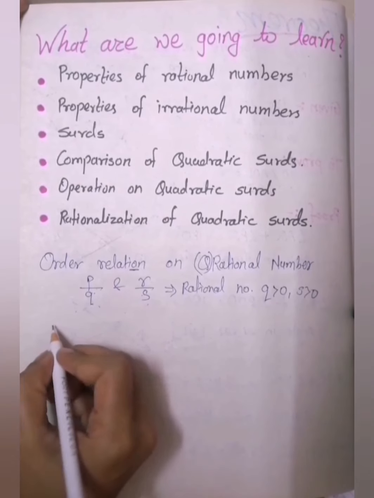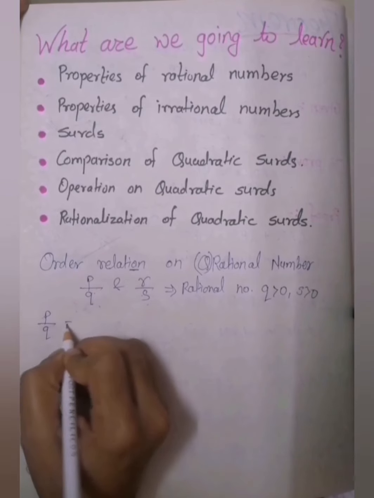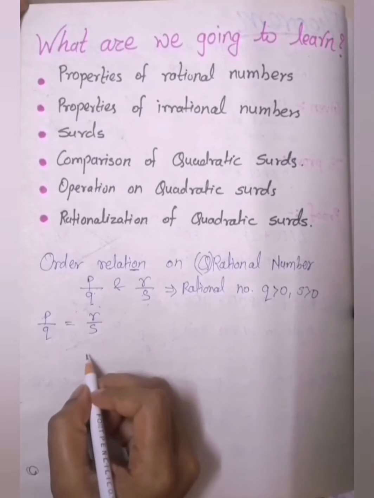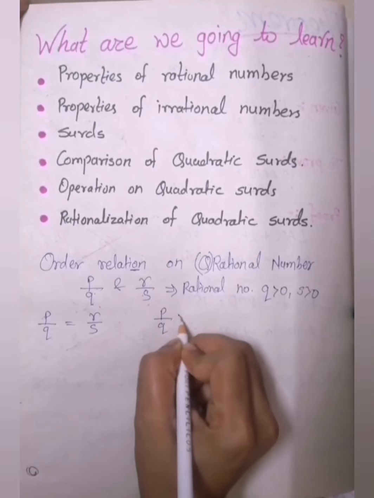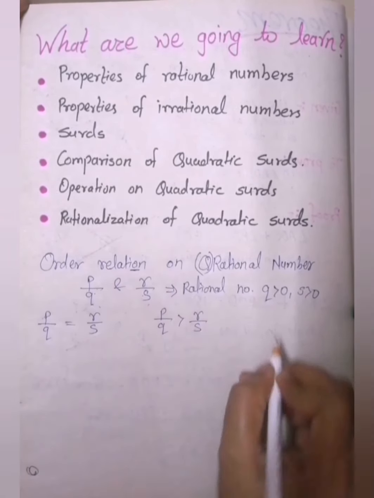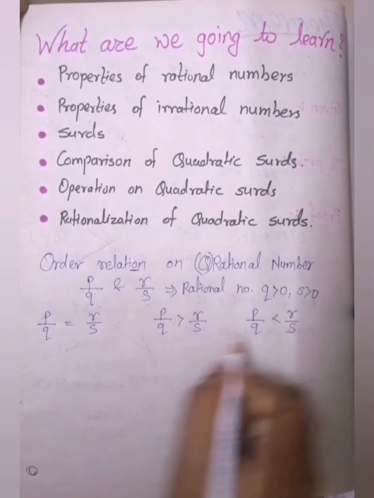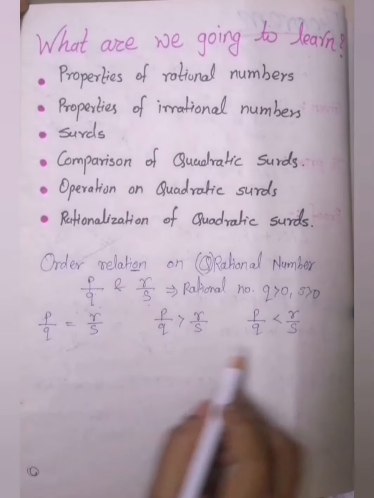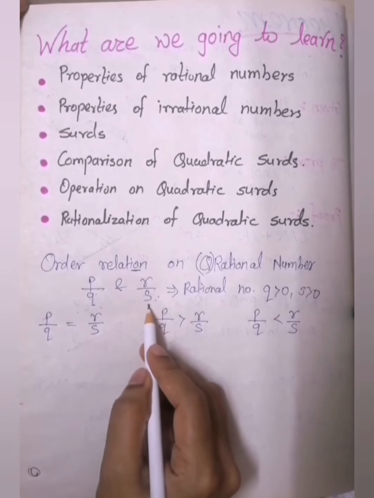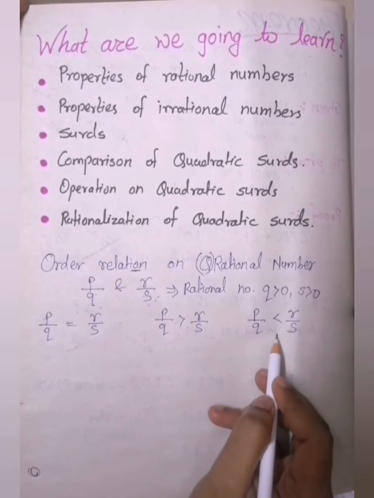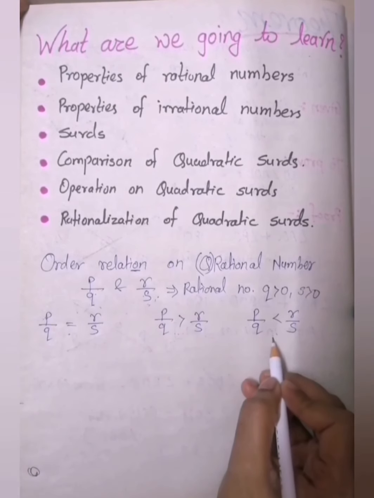So look here students, then you will clearly understand. P by Q is equal to R upon S. This is the first relation. Now the second relation is P by Q is greater than R upon S. Clear? Now the third relation is P by Q is less than R upon S. So these three relations arise when we have two rational numbers and compare them with each other: first equal to, second greater than, and third less than.